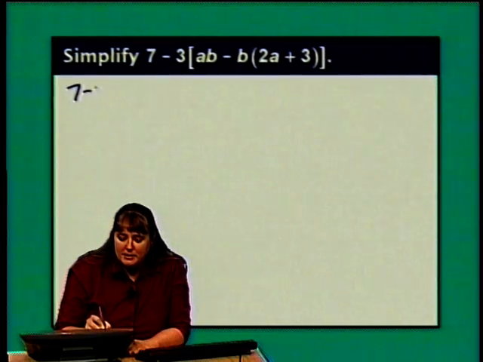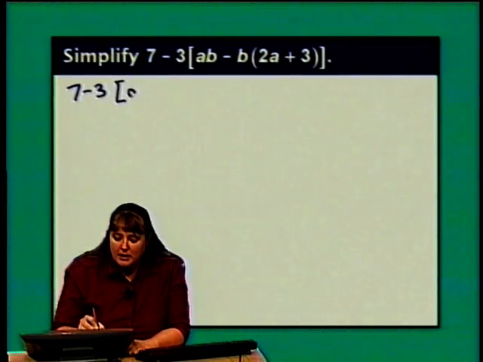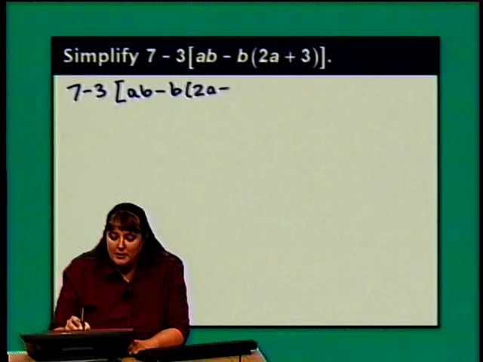Now let's try 7 minus 3 times the quantity AB minus B times the quantity 2A plus 3.